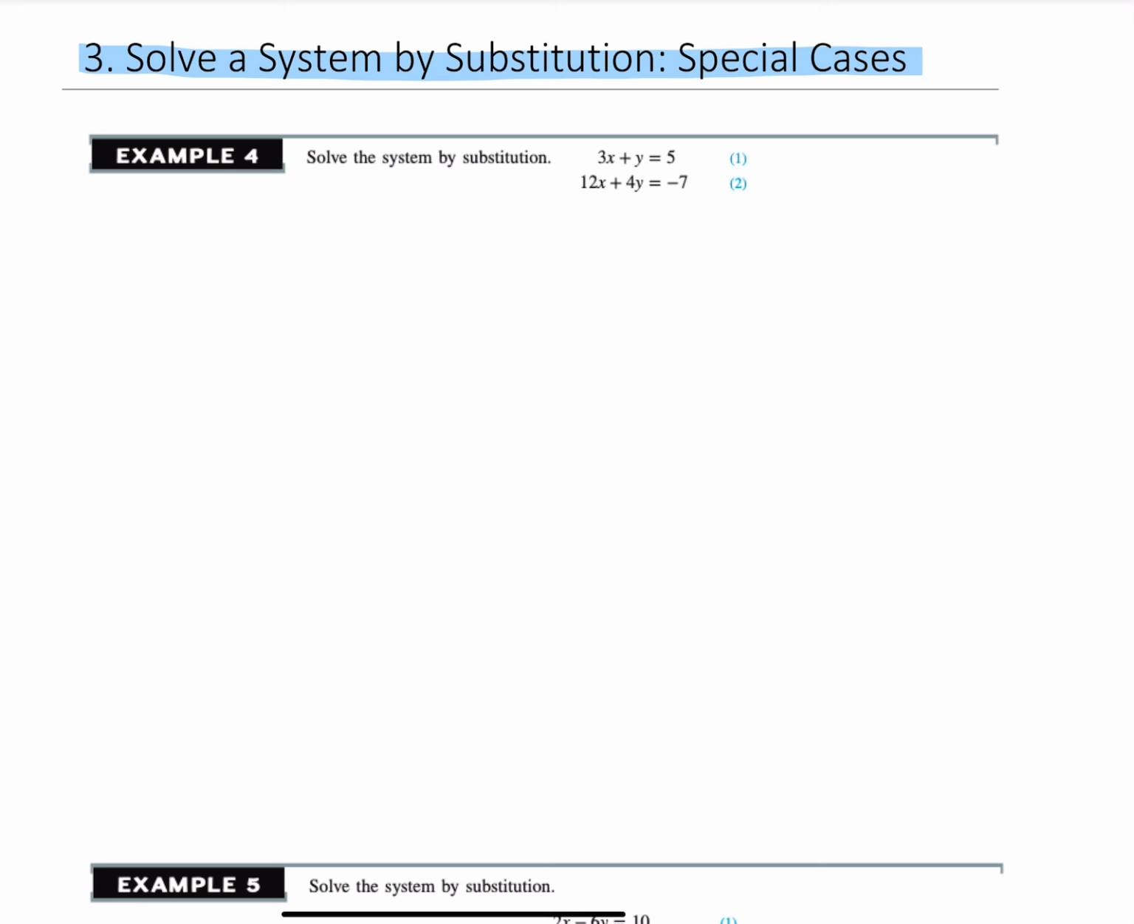So we have our system. Let me rewrite it down here. 3x plus y equals 5. And then the second one, 12x plus 4y equals negative 7. All right, so let's pick one to solve for one of the variables. I'm going to choose the first one because that looks pretty easy to solve for y. We just need to subtract the 3x over. So y should equal negative 3x plus 5.